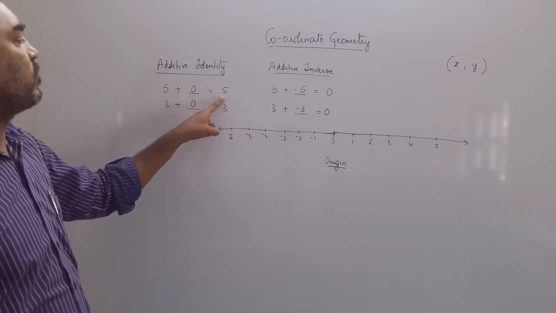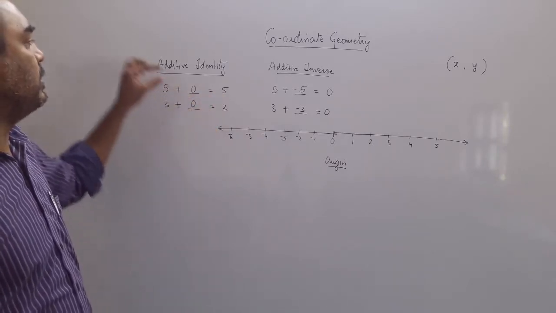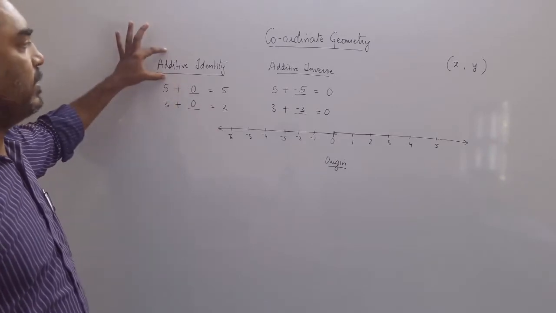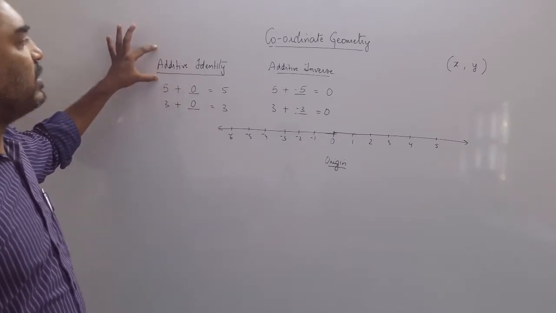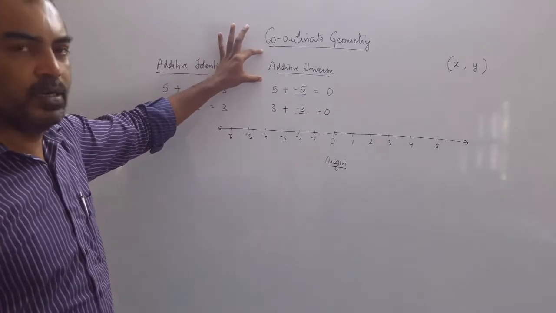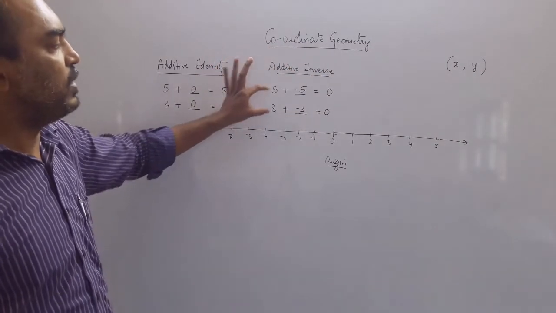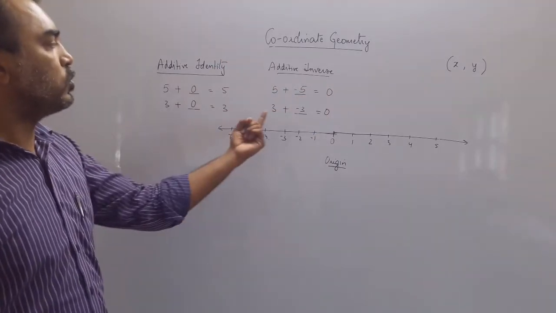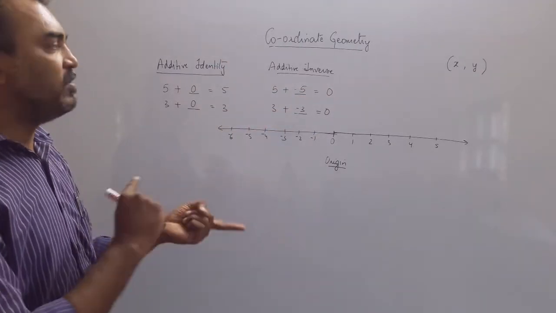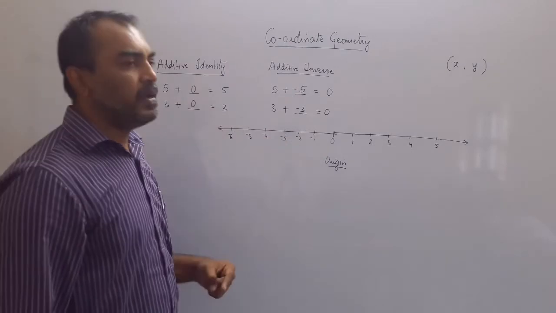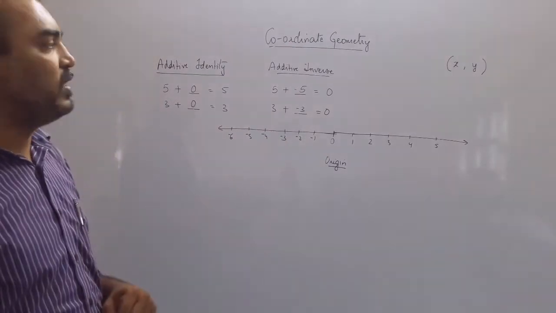So, 5 plus 0 is 5, 3 plus 0 is 3. So 0 is the additive identity. Then the additive identity gives rise to an additive inverse. 5 plus minus 5 is a 0. 3 plus minus 3 is a 0. So 3 and minus 3 are additive inverse of each other. 5 and minus 5 are additive inverse of each other.